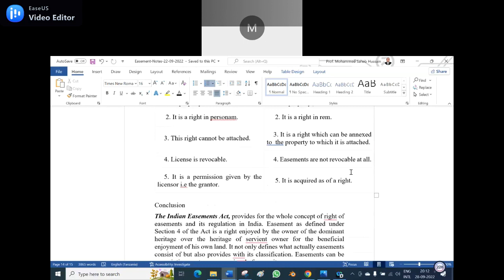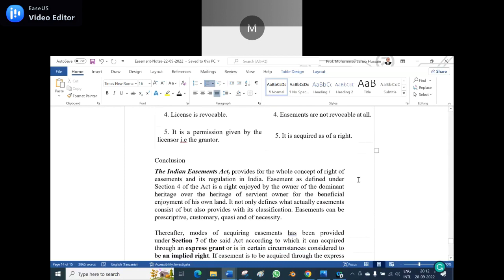Because when you enjoy the land of your own, at the time you need the path, and the right to the path is annexed to the land, and it will go with the property when it is transferred. So, participants, you are very silent today.